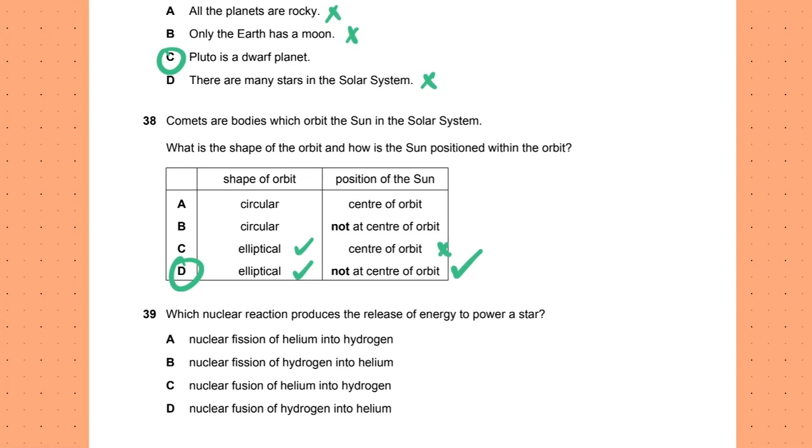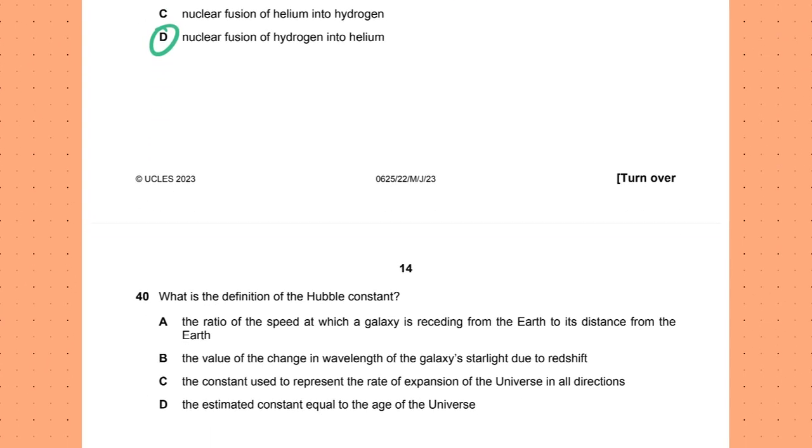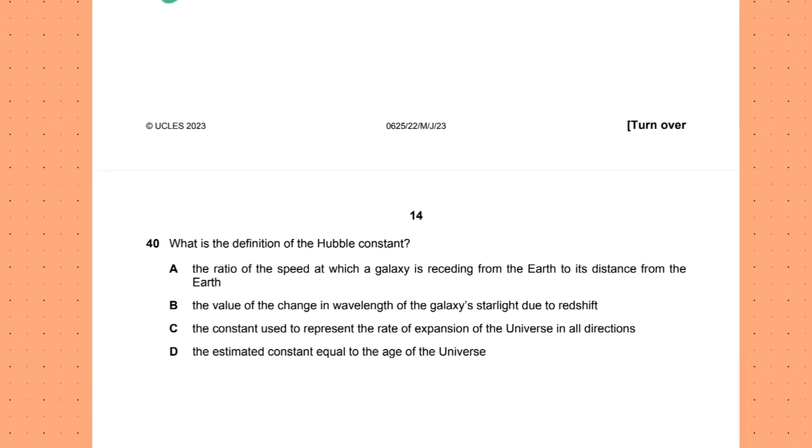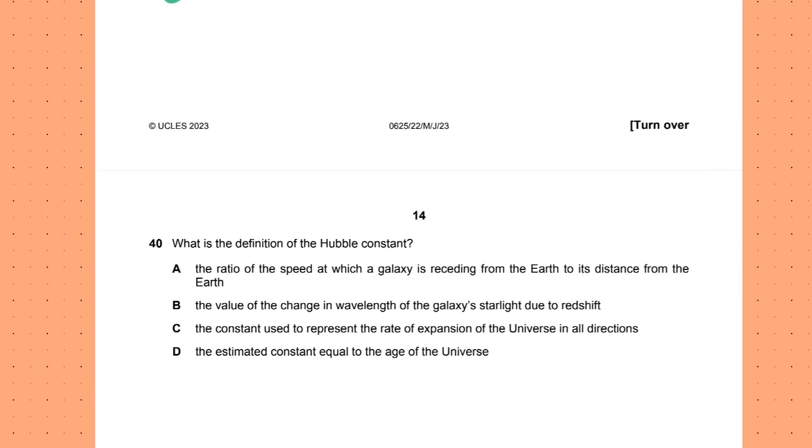39. Which nuclear reaction produces the release of energy to power a star? So fusion of hydrogen to helium, D. And the last one, what is the definition of the Hubble constant? Again, we've done this.